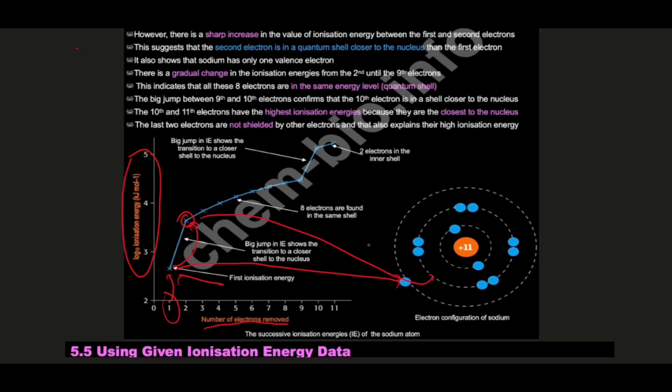Now the rest of the electrons, 1 2 3 4 5 6 7 8, since these 8 electrons are removed from the same shell, there will be a steady increase. There won't be a big jump because all of them are in the same shell. But after the 8 electrons are removed, when you want to remove the 10th electron, which is this one, and the 11th electron, which is this one, you will again see a big jump because the shell is again changing. Did you understand the whole thing, why the energy change is happening?